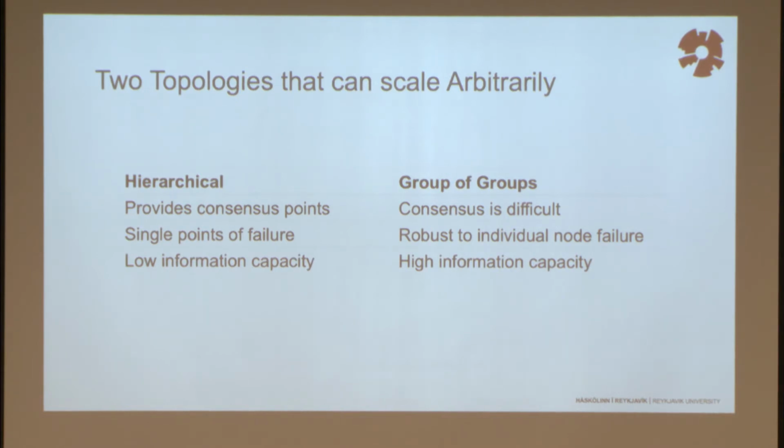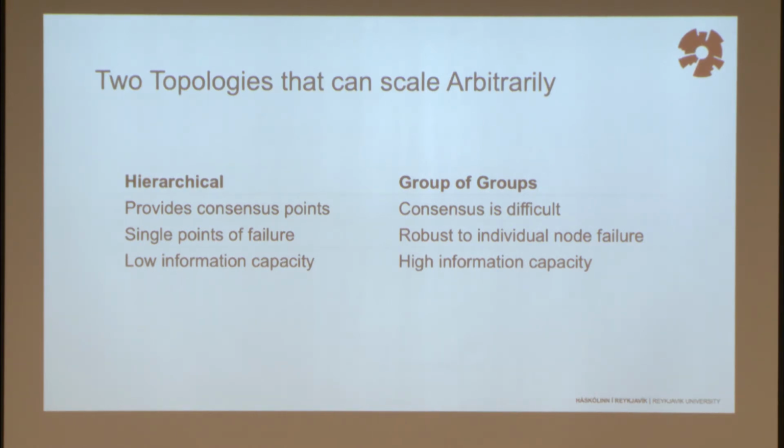The peer-to-peer networks and the organized peer-to-peer networks, group of groups, scale very well in terms of their information capacity. You can pump a lot of messages through them. They're also very robust to individual node failure, which is a highly desirable property. But in some sense, they exemplify the most difficult environment to provide consensus in, because there is no single synchronization point. And this can be good or bad.